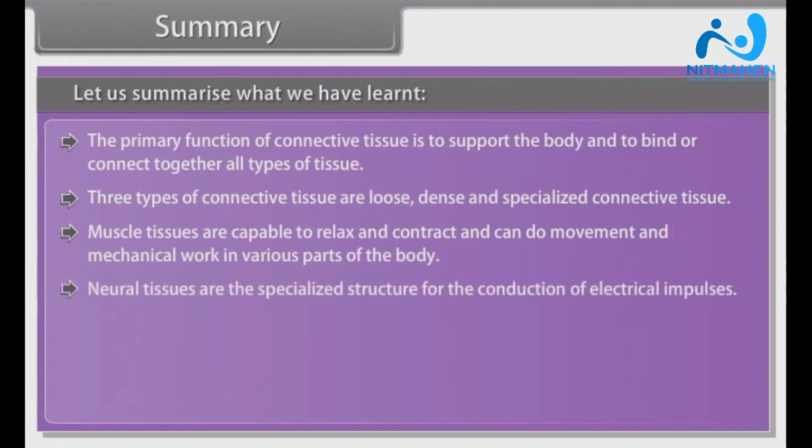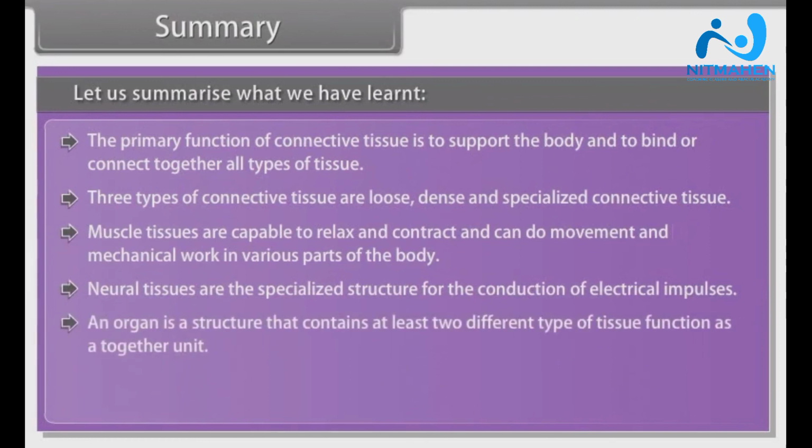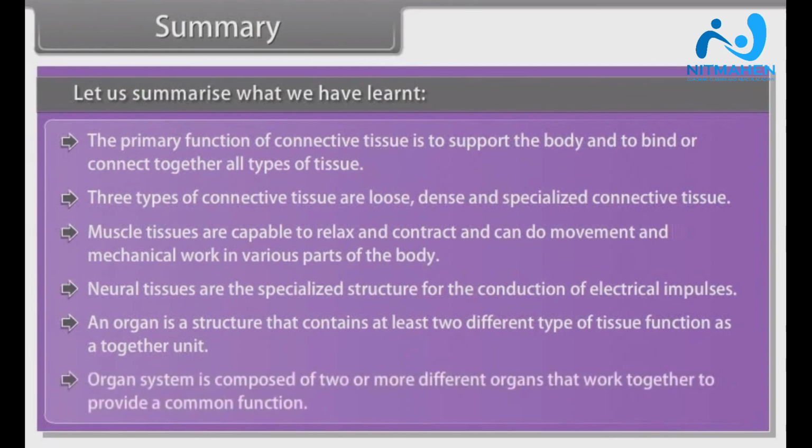Neural tissues are the specialized structure for the conduction of electrical impulses. An organ is a structure that contains at least 2 different types of tissue functioning together as a unit. Organ system is composed of 2 or more different organs that work together to provide a common function.